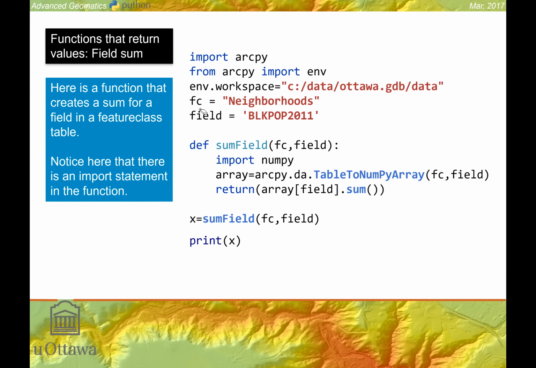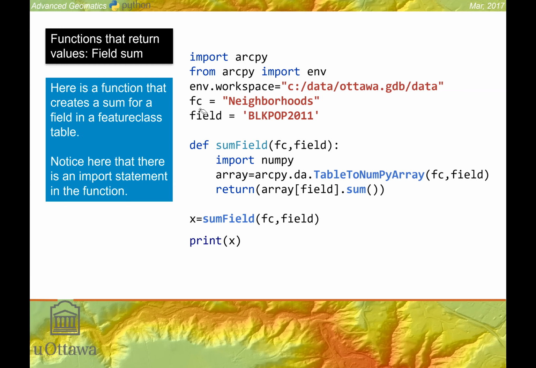Functions that return values, we have ones like this, which returns the sum of a field. The way to get the sum of a field in ArcGIS Pro, of course, is to right-click on the field, say statistics, and then look at the chart, and in there it will show the sum. Now, if you have to do that for a bunch of different fields, that's tedious.